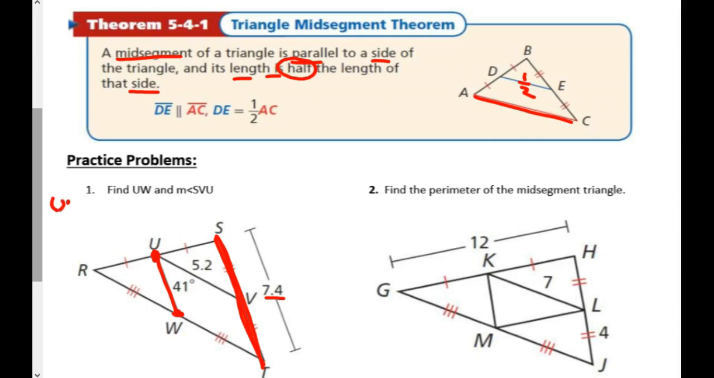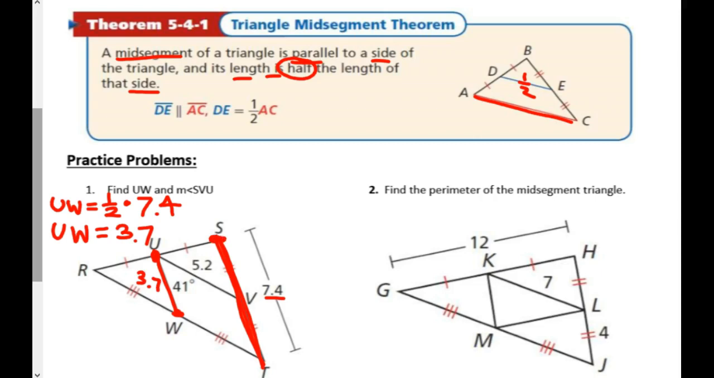We find half of 7.4. So UW equals 1/2 times 7.4. Now, someone said you could just divide by 2. That's correct. Multiplying by 1/2, dividing by 2, same thing. So what is half of 7.4? 3.7. Yes. All right. So right here, UW is 3.7.